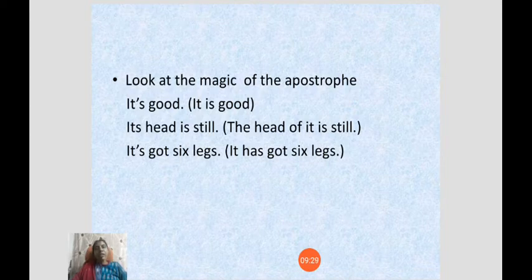In the third case, we have a helping verb called got. So that's why it is "it has got." We can't say "it is got 6 legs." So here the knowledge of helping verbs, and if you want to speak very particularly, the knowledge of the tenses, helps you to understand these two sentences, the first and the third one: where to use has, where to use is.